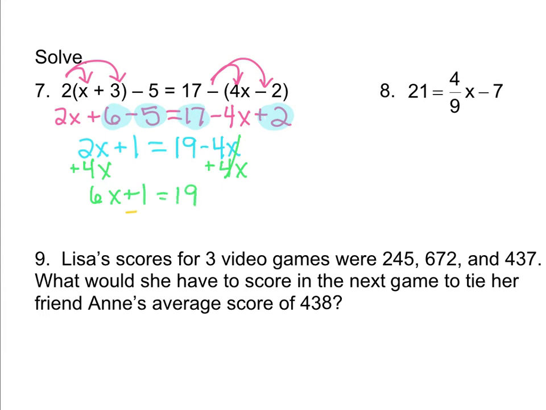My next step, of course, is to subtract 1. So I get 6x equals 18. I'll rewrite that over here. And then my final step would be to divide by 6, and we get that x equals 3. So, just a review of things that we've done in the past. Same thing on this 2-step equation over here for number 8. I'm going to add 7 first.